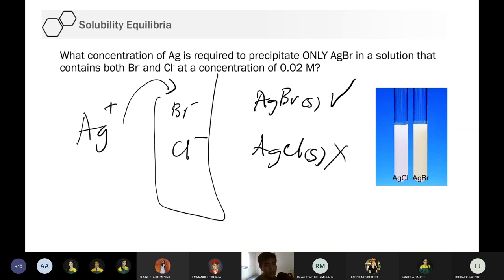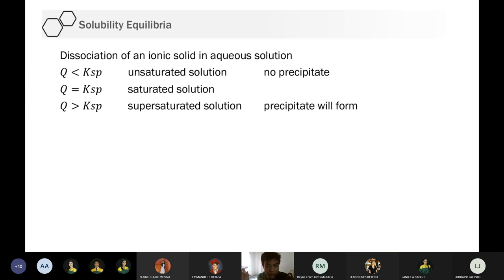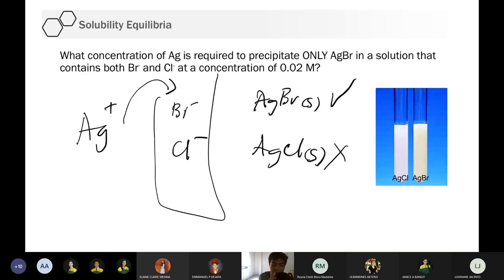Is that possible? Yes. That is possible. Bakit? Basta alam natin that we did not reach the threshold, wala tayong precipitate na mabubuo. So, ang technique natin for this problem is to check ano yung lower limit para mabuo yung silver bromide and ano yung upper limit para hindi mabuo ang silver chloride. Kailan mag-start mabuo itong silver bromide? At kailan dapat ako huminto sa pag-add ng silver ions para hindi mabuo ito?